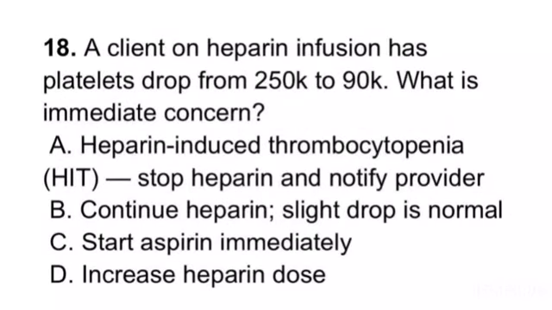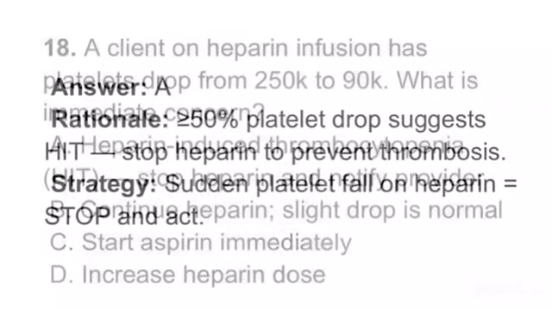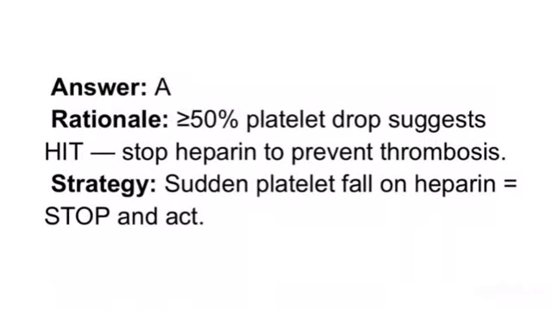18. A client on heparin infusion has platelets drop from 250K to 90K. What is the immediate concern? A. Heparin-induced thrombocytopenia, HIT: stop heparin and notify provider. B. Continue heparin, slight drop is normal. C. Start aspirin immediately. D. Increase heparin dose. Answer: A. Rationale: a drop of 50% or more in platelets suggests HIT, stop heparin to prevent thrombosis. Strategy: sudden platelet fall on heparin equals stop and act.